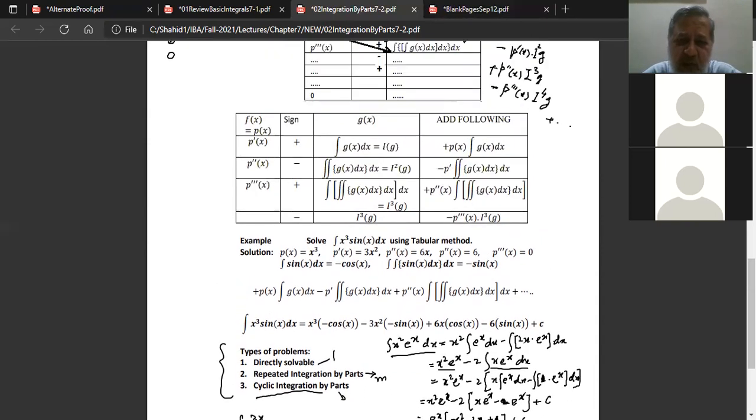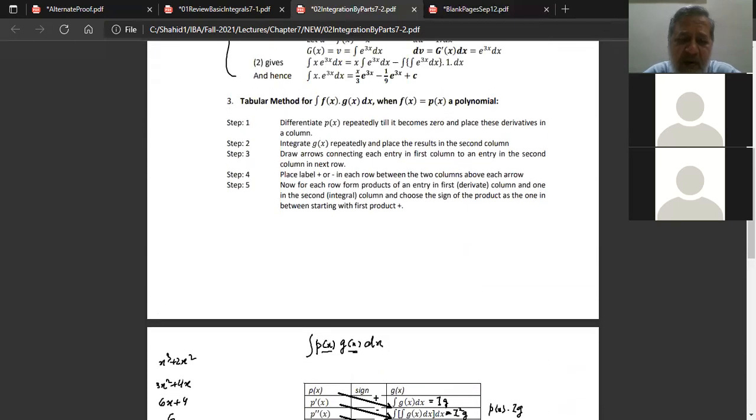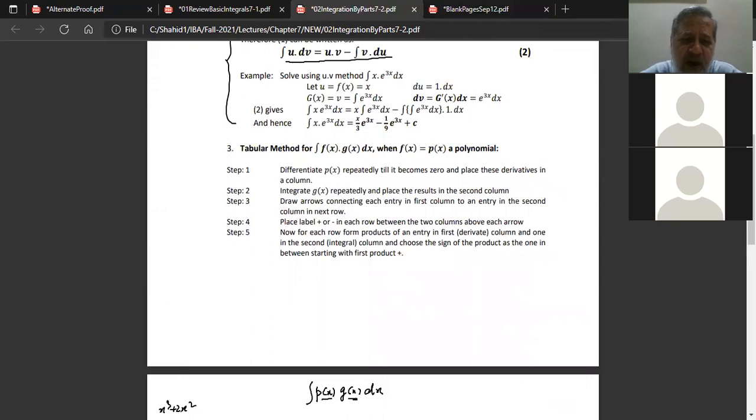So where we have to apply integration by parts multiple times, a particular case of that is the tabular method, which I have given here. I'll discuss that, but before that, what is the kind of problem where I use this tabular method? When one of these two functions is a polynomial function.